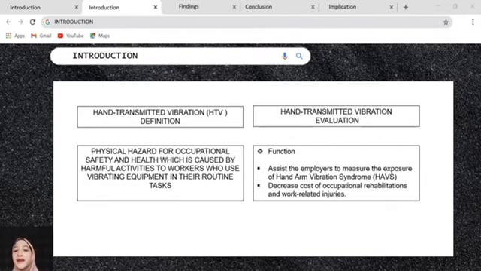Next, I will be explaining to you about HTV evaluation. HTV evaluation is an important requirement for the risk measurement, evaluation, and assessment of hand-arm vibration exposure among handheld vibrating machine workers, to be taken in the monitoring process of the safety and health management. The function of HTV evaluation is to assist employers in measuring the exposure of hand-arm vibration syndrome. Next, it is to reduce the cost of occupational rehabilitations and work-related injuries in the workplace caused by the vibrating machines.